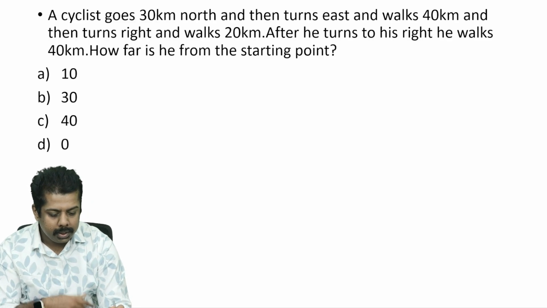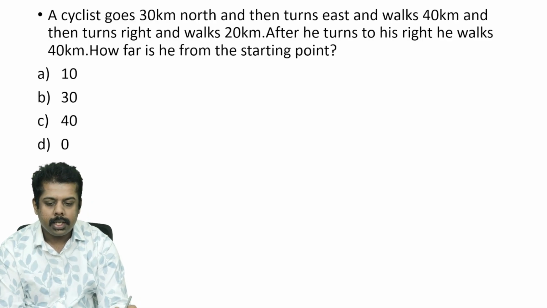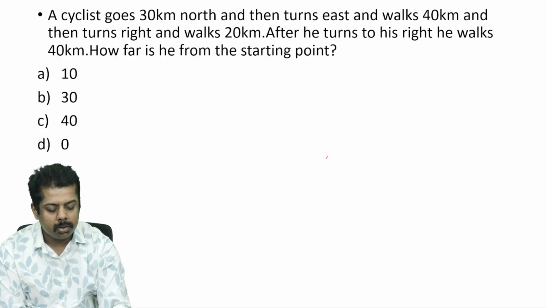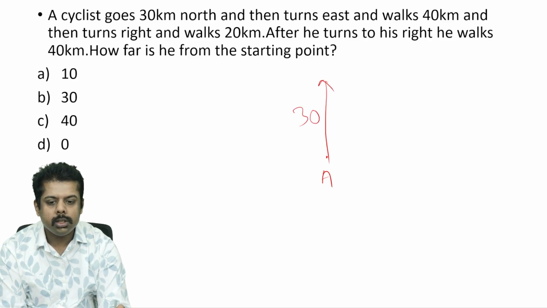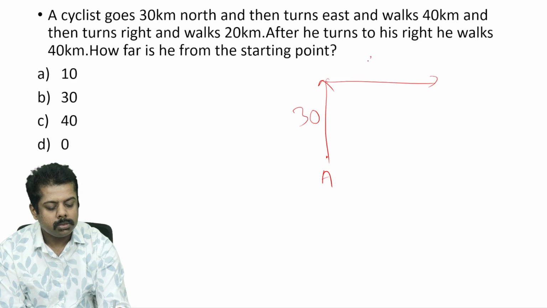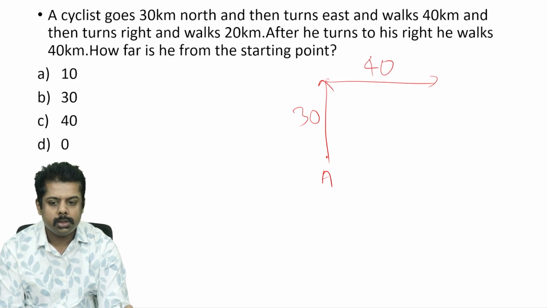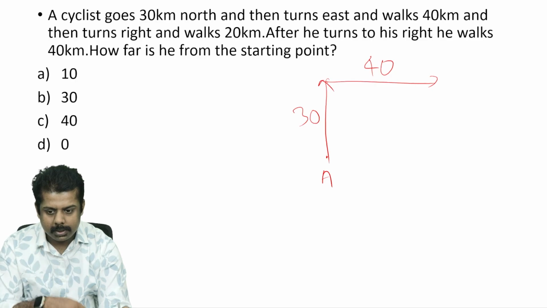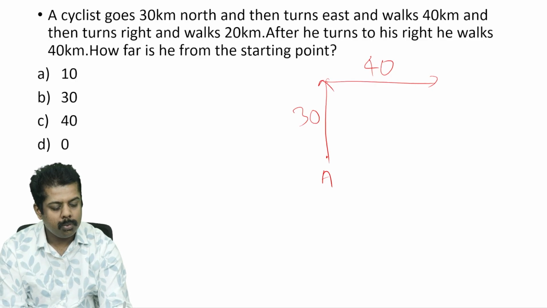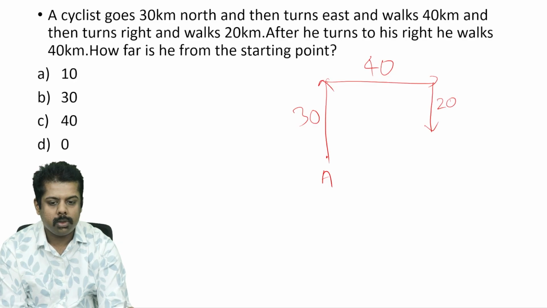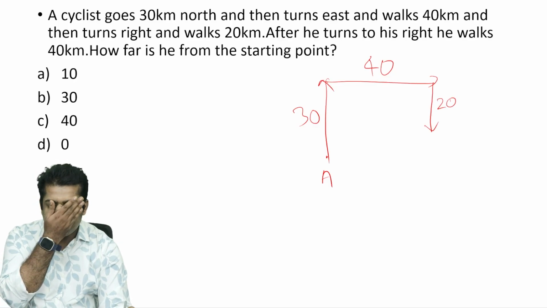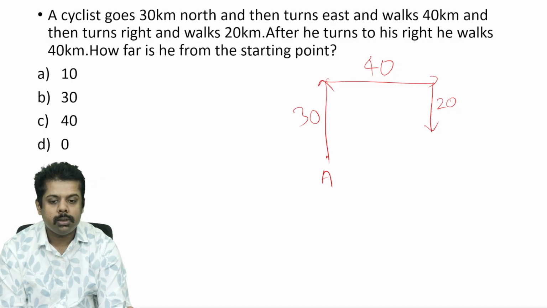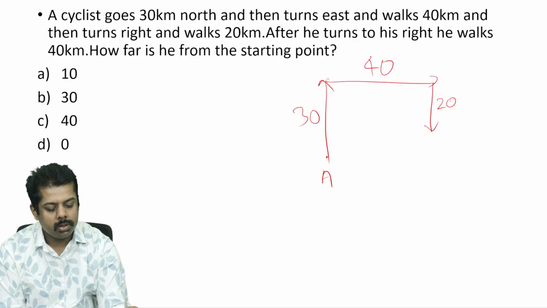Moving to the next one. So here a cyclist is going 30 km northwest. Then he's moving east and covering 40 kilometers. Then he is turning right and covering 20. Now again he is turning right and covering 40.